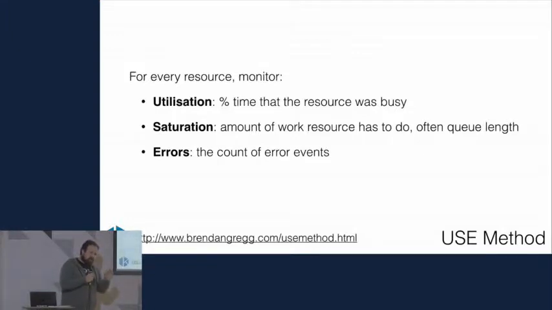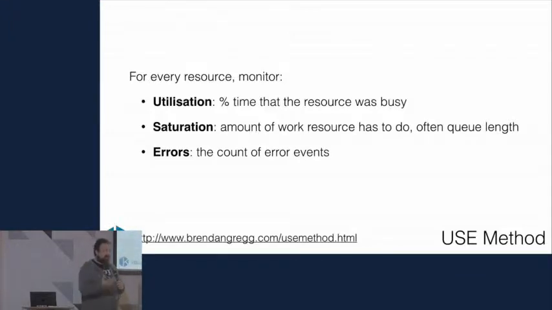So you'll see these are kind of related but subtle. And errors, the count of the number of errors that came from that. The difference between utilization and saturation is kind of the key to this, as far as I can tell. Utilization is how much work it did, and saturation is how much work it had to do.